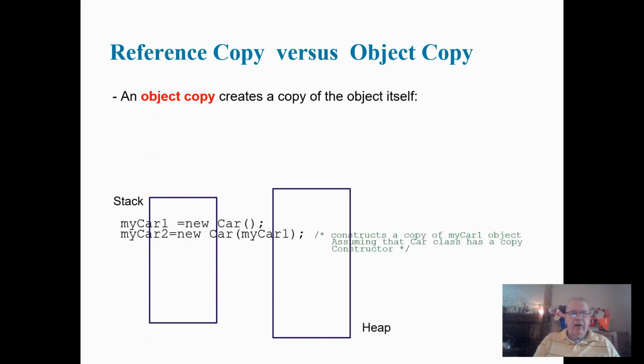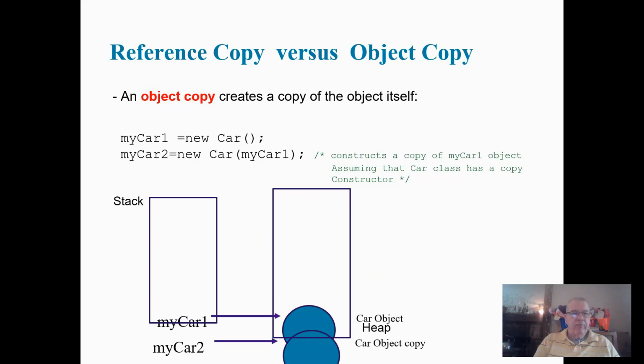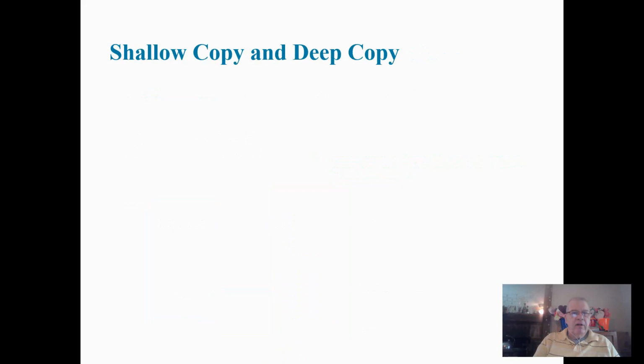An object copy creates a copy of the object itself. Notice there are two news. In other words, two examples of creating an object. The second one assumes that a car class has a copy constructor. So the result of this is this. The two car objects each pointed to by a separate reference variable. What we don't know is what is inside the car object.